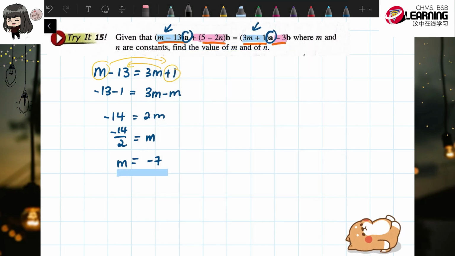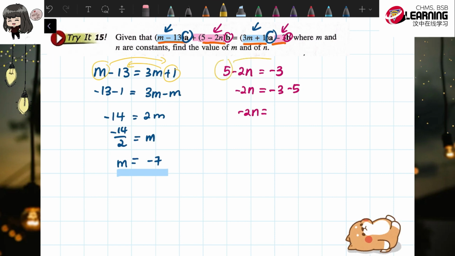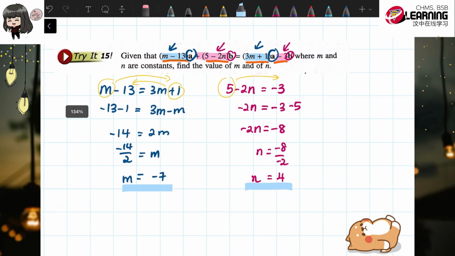And for b, you can compare this one and this one. You see the unknown in front, 5 minus 2n equals negative 3. Then we find our answer here, negative 2n. I move my 5 over and it becomes minus. So this one is negative 8. n equals negative 8 divided by negative 2, and you get 4. That's all. Easy, right?